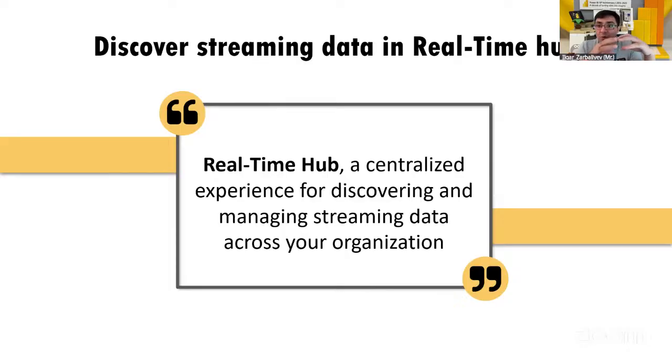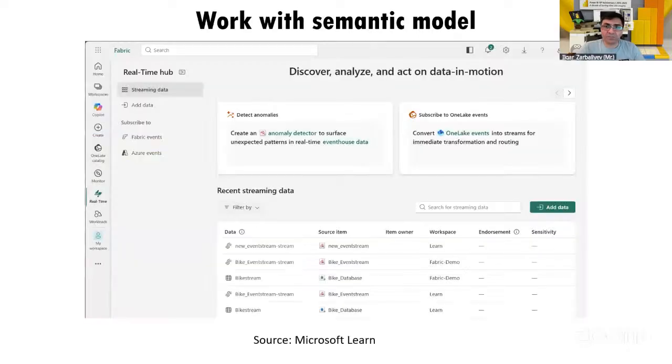Just as you use the OneLake Catalog to discover existing data assets, you can use the real-time hub to find streaming data sources created by other teams. This helps you reuse existing streams instead of building duplicate ingestion processes, saving both time and effort. In the next slide, we'll explore how to examine and interact with streaming data using the real-time hub.